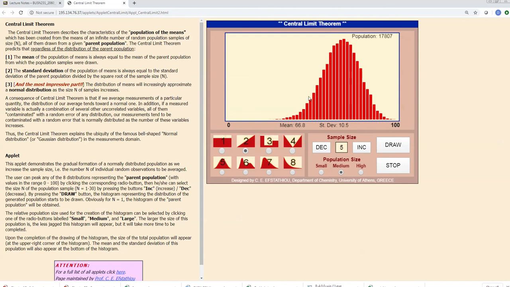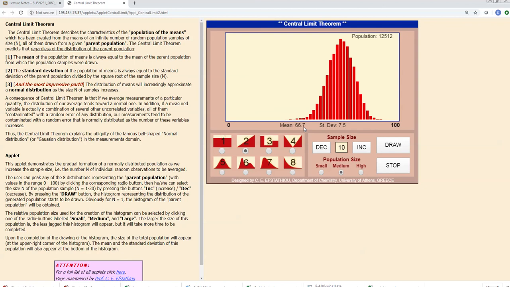I can still see the skew, right? Because it basically repeats the shape of your original distribution. But now that you're averaging out observations that are coming from all over the place, the shape starts to change. So it's not quite normal yet. Oh, and I forgot to note the mean. Okay, so let's start here: 66.8, sigma 10.5. And I'm going to go up to 10.